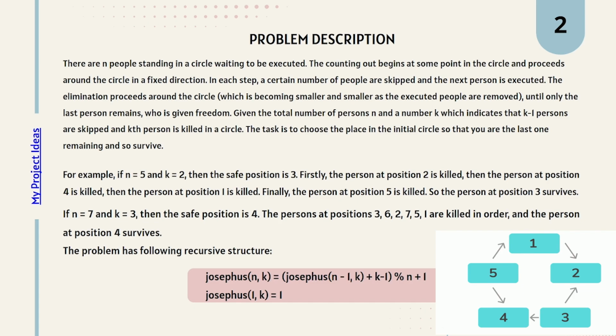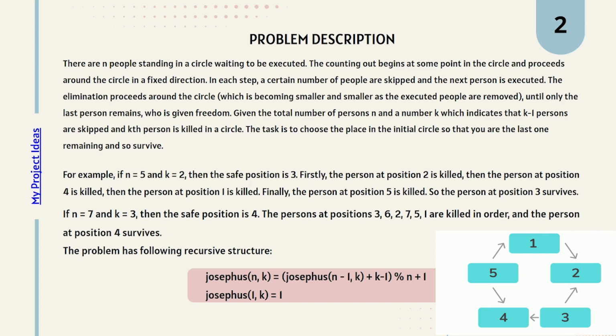For example, if n is equal to 5 and k is equal to 2, the safe position is 3. Why? Because the person at position 2 will be killed first, then the person at position 4 will be killed, and then the person at position 1 will be killed. Finally, the person at position 5 will be killed. So the last person, the one standing at position 3, will survive.